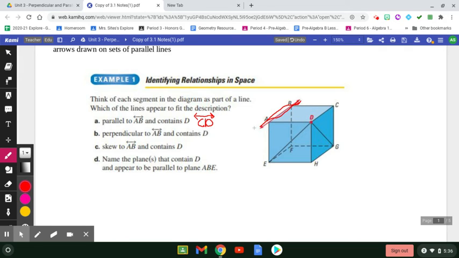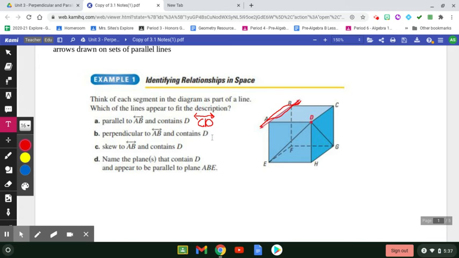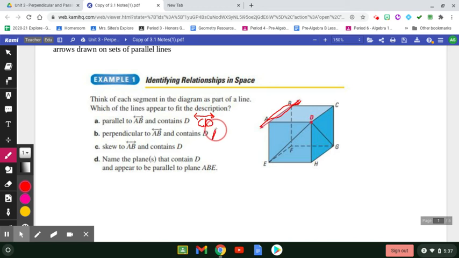So let's take a look. So perpendicular. So it has to contain D. So if I take a look, maybe even, let's investigate maybe this part right here. If I'm looking at line AD, I would be perpendicular right here, coming down at a 90-degree angle across from this way from line AB, and I would also be containing the point D. So that's my answer for the second part. So my answer for part B would be line AD.